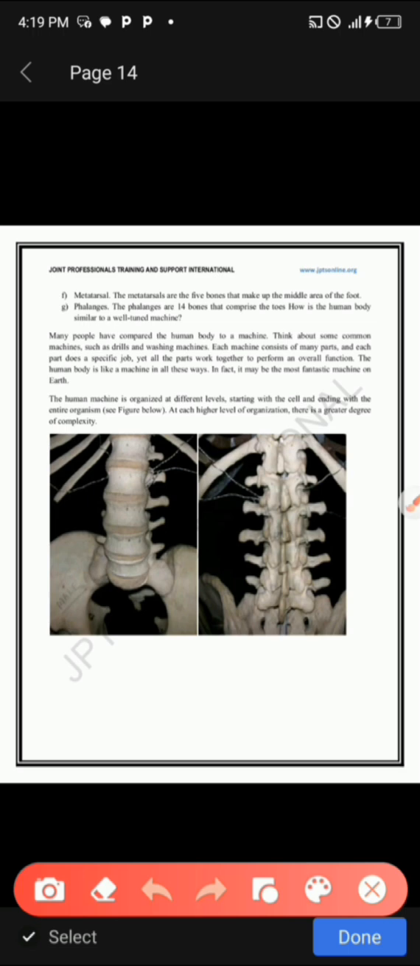How is the human body similar to a well-tuned machine?